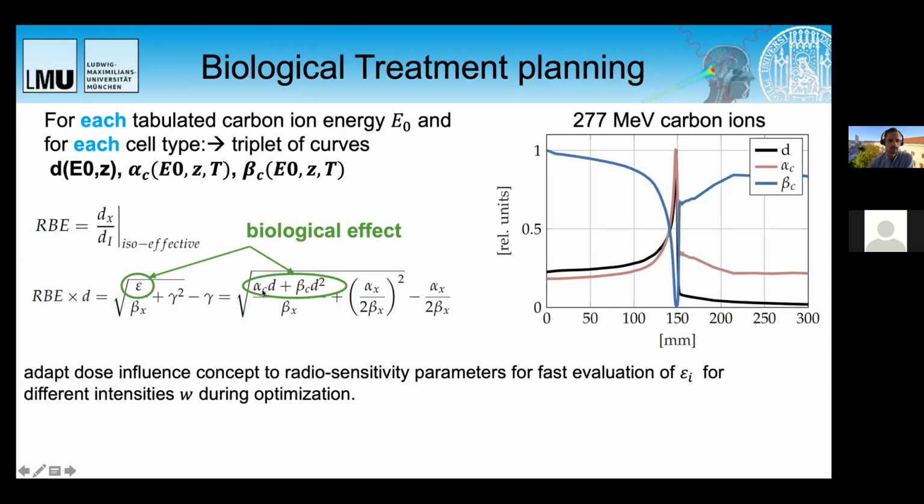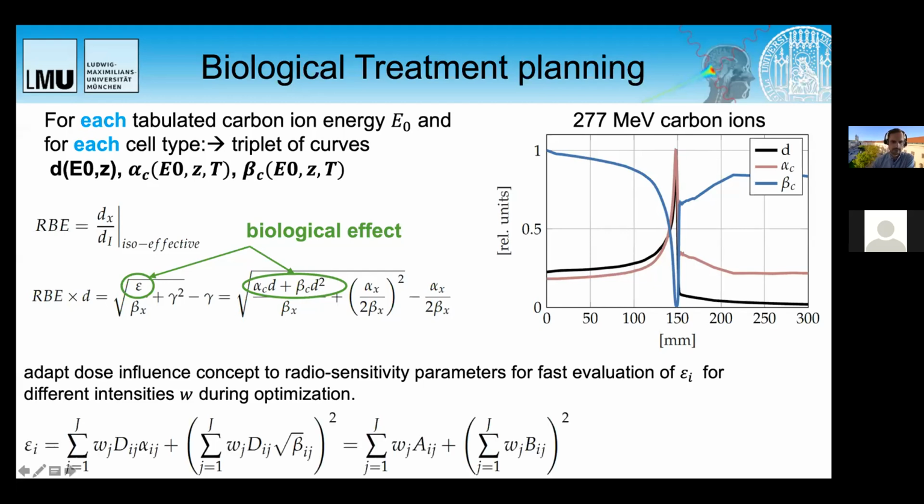And to do so, we use a very similar concept as we already did for the physical dose. For the physical dose, we were using this dose influence concept. And now we apply this to the radiosensitivity parameters. To do so, we compute alpha and beta influence matrices for each pencil beam. And this is given here by this equation. So the J sums over all pencil beam intensities.